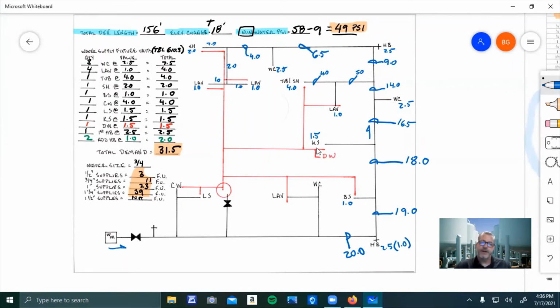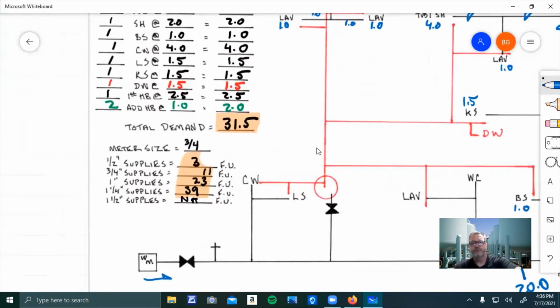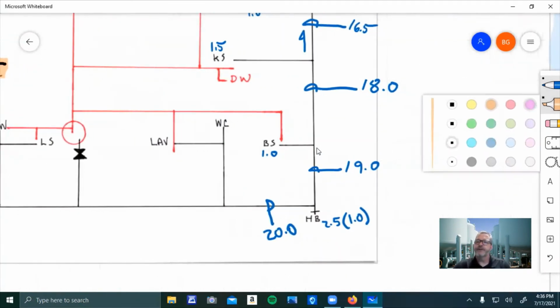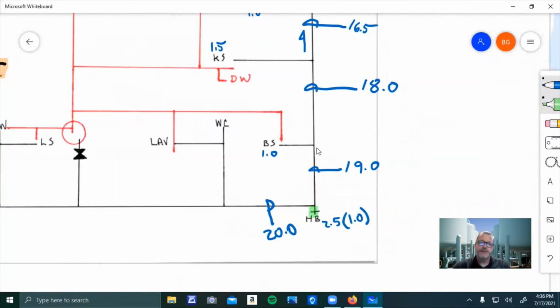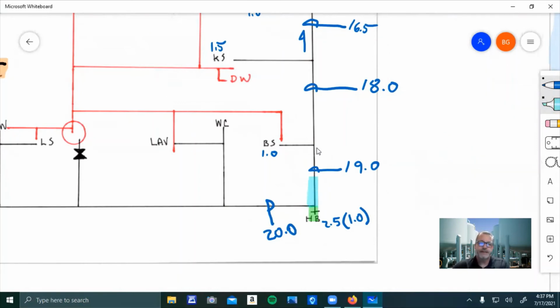I'm going to put 2.5, but also it's 1. Because this little run, let's blow this up a little bit. And we did green, right? So this little portion right there, that little piece of pipe that feeds just the hose bib, that's your 2.5 fixture units. When it ties into your regular cold line, which is this blue line right here, that fixture unit value for the hose bib goes from 2.5 to 1.